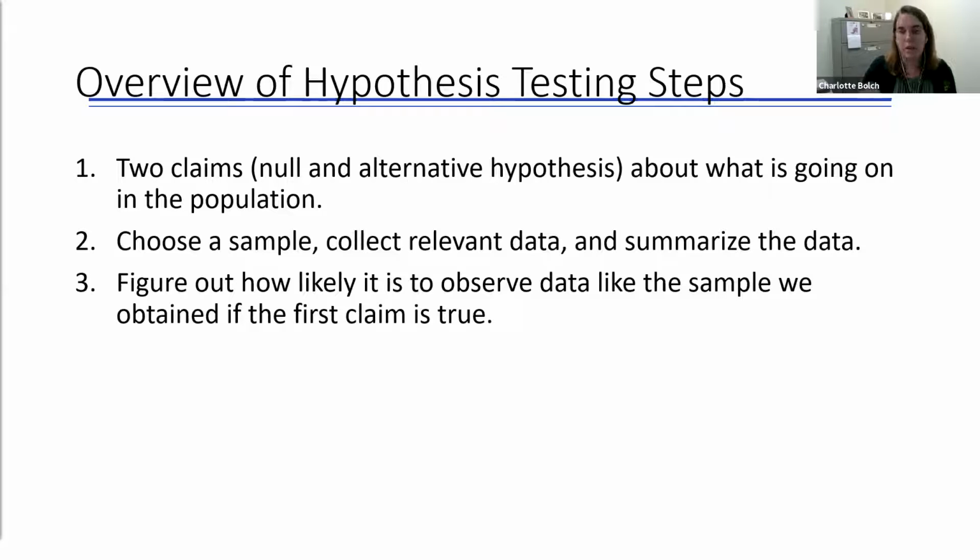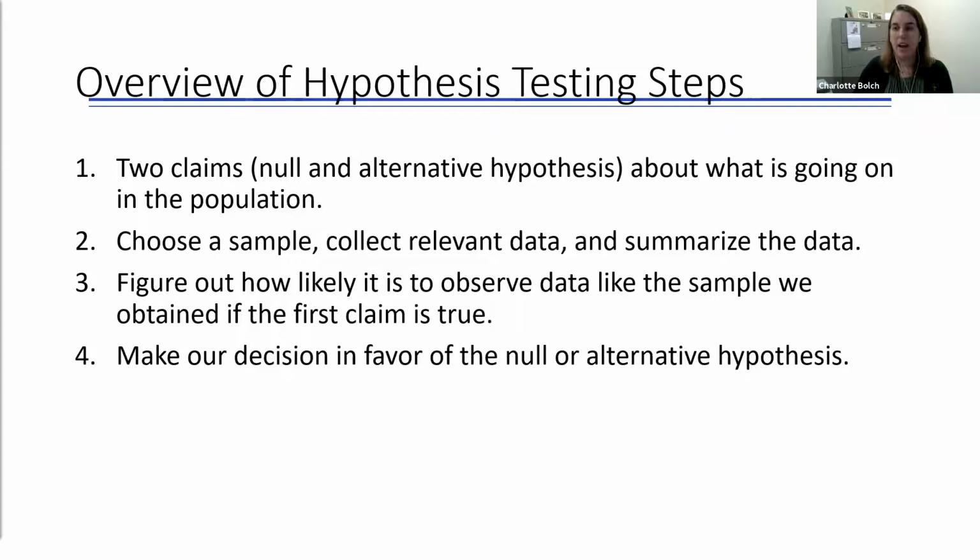And then this brings in the idea of calculating our p-value. So step 3 is we're trying to figure out how likely it is to observe data like the sample we obtained if the first claim is true. Because we're looking at how likely it is, this involves probability calculations, which is where the calculation of the p-value comes in. And then after we've done our probability calculations, we make a decision in favor of the null or alternative hypothesis.